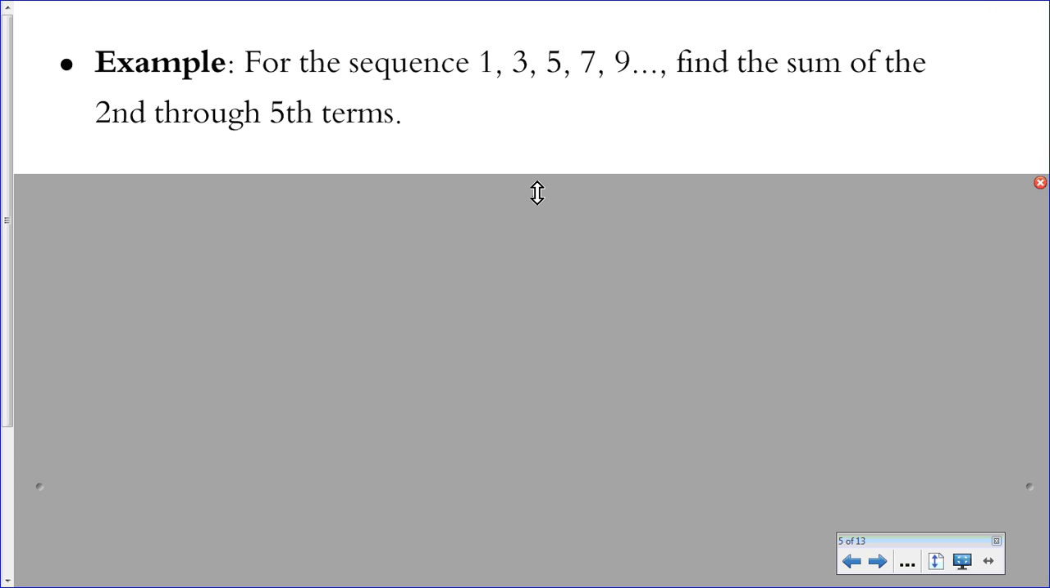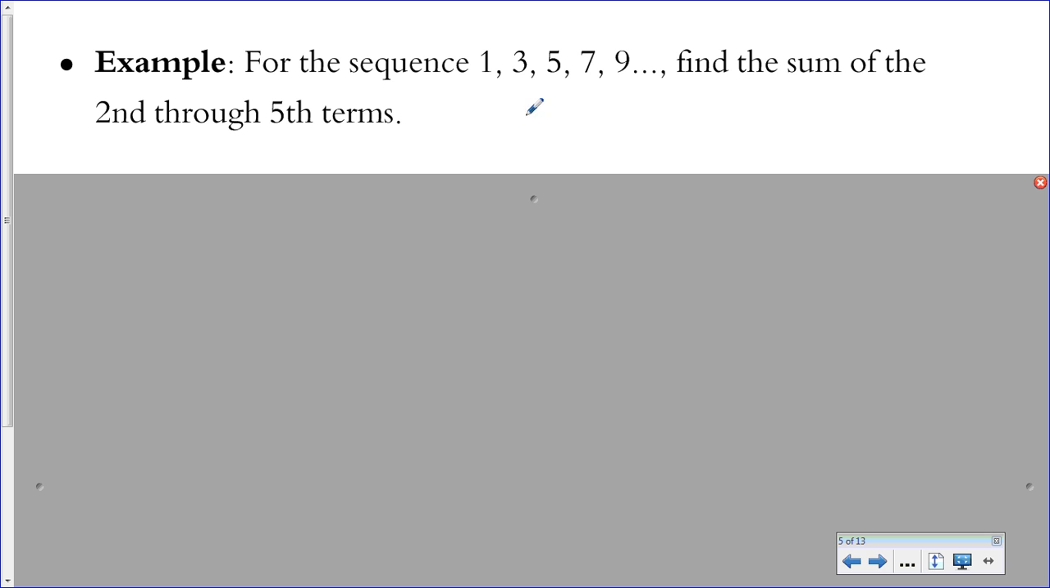For the sequence 1, 3, 5, 7, 9, find the sum of the 2nd through 5th terms. Now, this is such an easy sequence, and they're only asking you to find the sum of the 2nd through 5th terms. If I got this on an exam, I would literally just take out my calculator and add, or in my brain, the 2nd term plus the 3rd term plus the 4th term plus the 5th term.